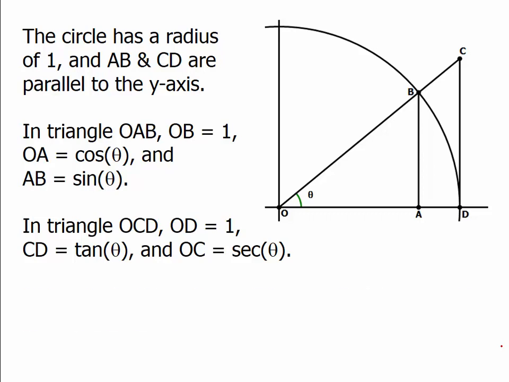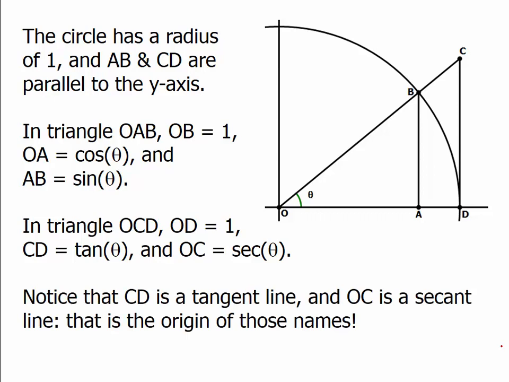But here's the really cool thing about this diagram. Notice that CD, the segment that has a length equal to the tangent, is actually tangent to the circle. It passes the circle and touches it at one point. That is, in fact, a tangent line. Notice that OC, which is the secant, actually cuts through the circle, and so this is what's known in geometry as a secant line. And so that's why those 2 functions have those names, because one represents the length of a tangent segment and one represents the length of a secant segment. And so if you're a very visual person, that might help you remember these things a little bit.